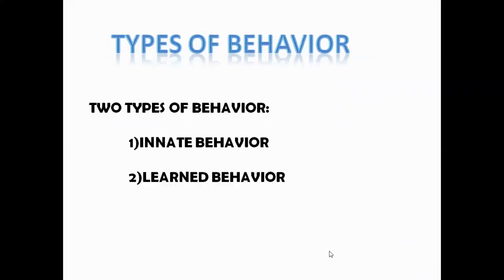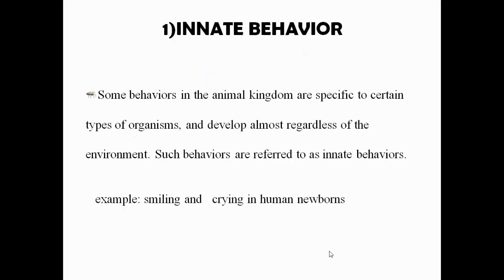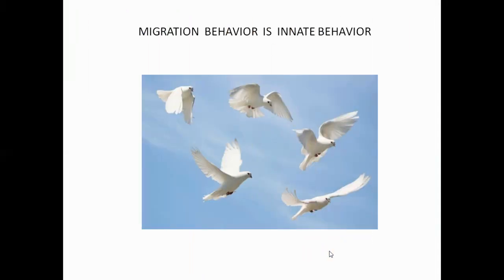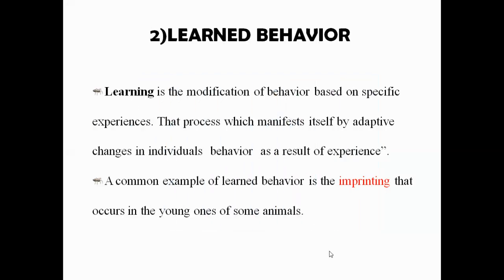So behavior has two types, innate behavior and learned behavior. First one is innate behavior. Some behaviors in the animal kingdom are specific to certain types of organisms and develop almost regardless of the environment. Such behaviors are referred to as innate behavior. For example, smiling and crying in a human newborn baby. Migration behavior also comes under innate behavior.